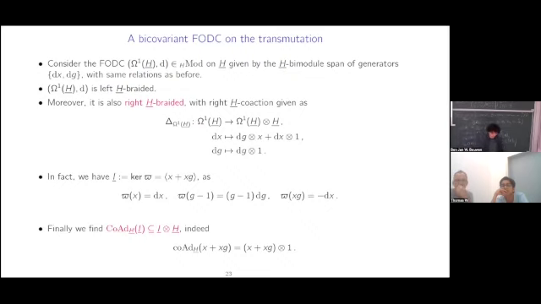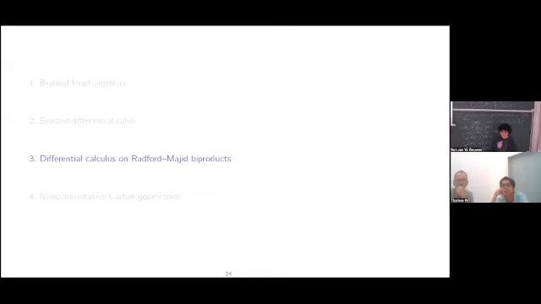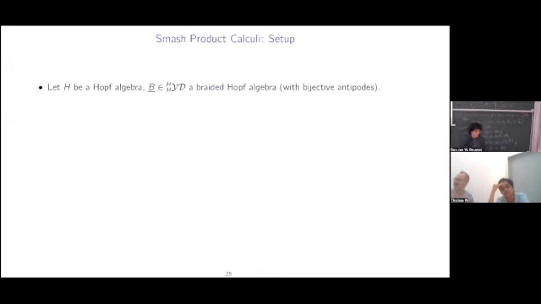Okay, so let's move to differential calculus on Radford-Majid biproducts. I think that I have to start to go a little bit faster. So we fix a Hopf algebra, and a category of Yetter-Drinfeld modules of the original Hopf algebra, and we also assume our antipodes to be bijective. So we consider the Radford-Majid biproduct between the two objects. And we know that we can endow this tensor product with the structure of a Hopf algebra.